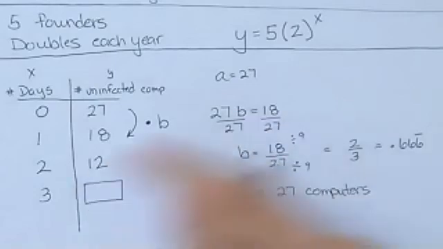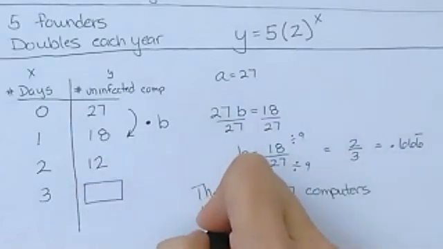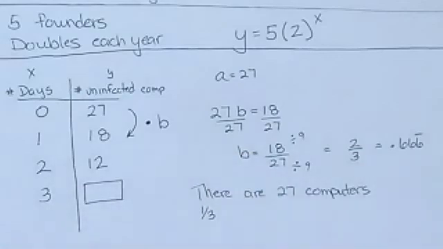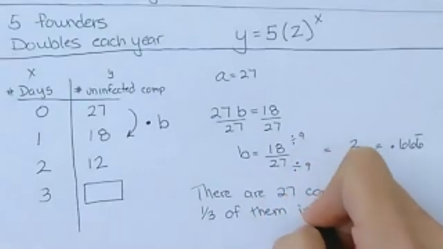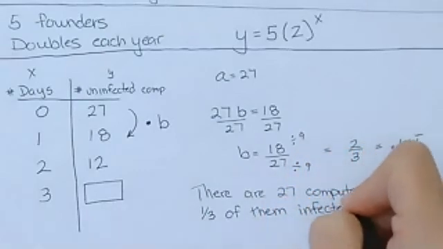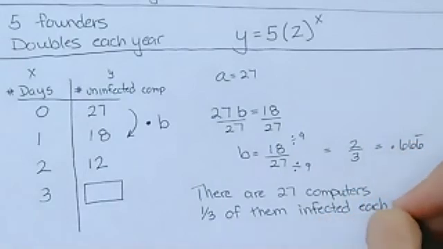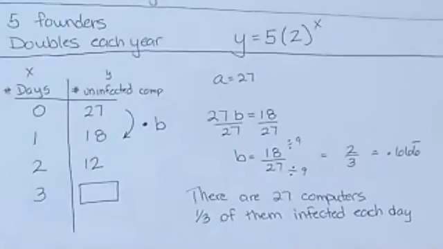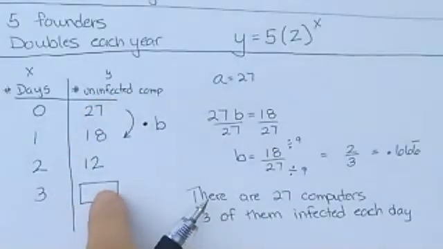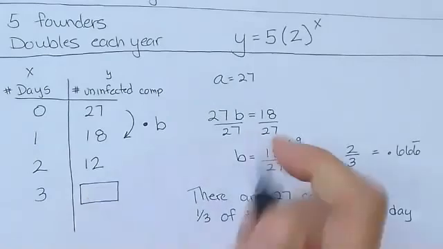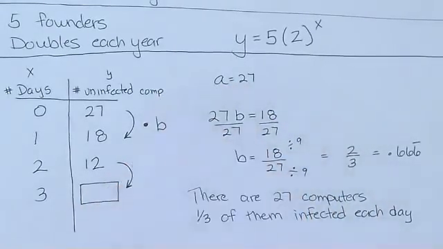1/3. That was just a tricky question because the question was actually asking how many the virus is infecting. So 1/3 of them are infected each day. Okay, so that's what's going on. There are 27 computers in the computer lab. 1/3 of them are getting infected, which leaves 2/3 uninfected computers. And then the last question here is how many computers will be uninfected, virus-free on day 3?